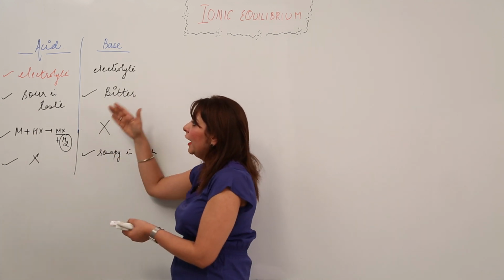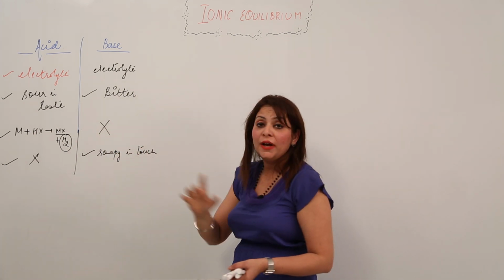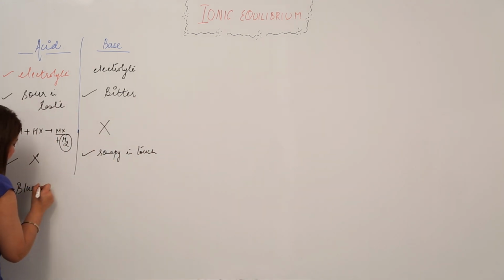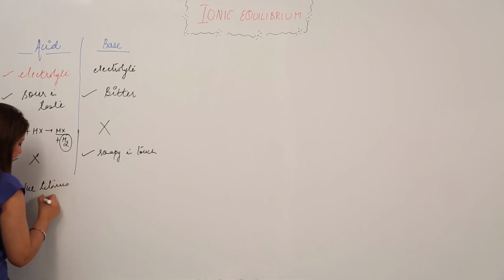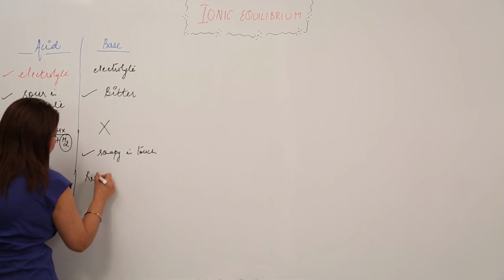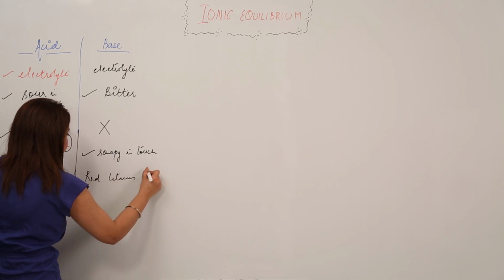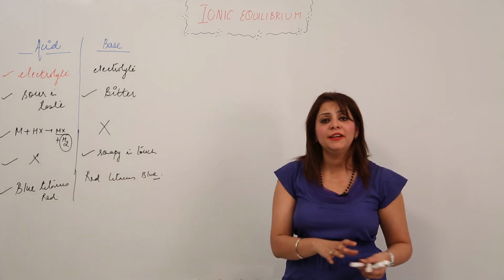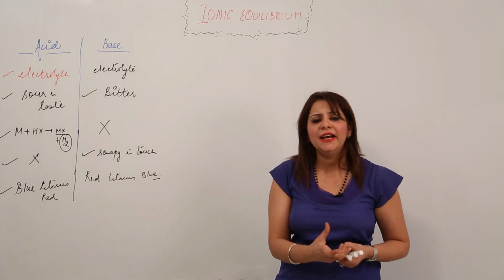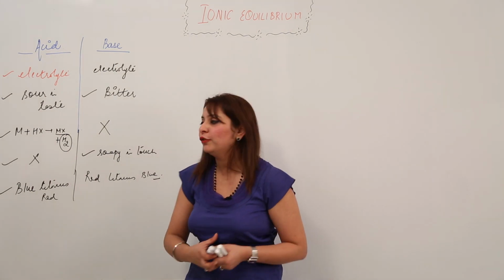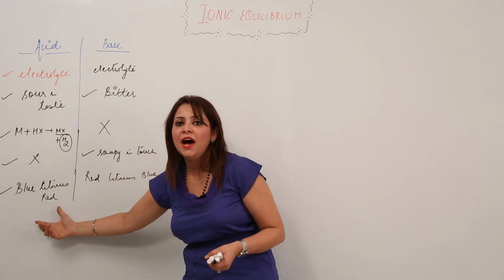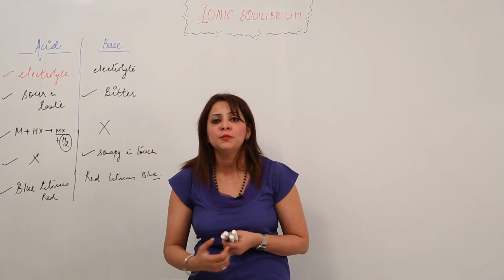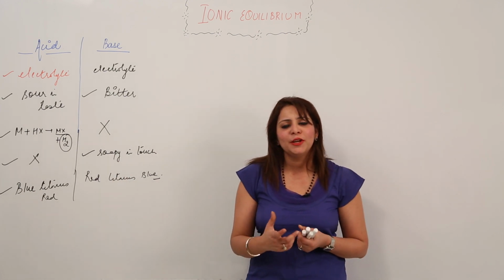Right. So these are the properties. One more important property is that they turn blue litmus red and they turn red litmus blue. Children often get confused about which litmus turns into which color. So you can make an abbreviation: for an acid it is BLR, that means blue litmus red, and for a base it is RLB, that is red litmus blue. You can make your own abbreviation.